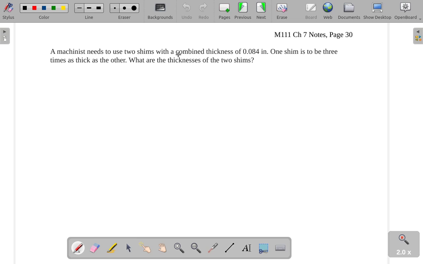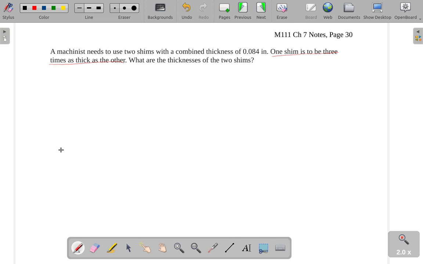So I'm actually seeing a couple of different things here that I could translate into equations. I could see this one shim is to be 3 times the thickness of the other. So that is, the thickness of one is to be 3 times the thickness of the other. You could introduce multiple variables in a question like this, but we haven't seen, and we're not going to really see, the techniques for dealing with multiple variables.